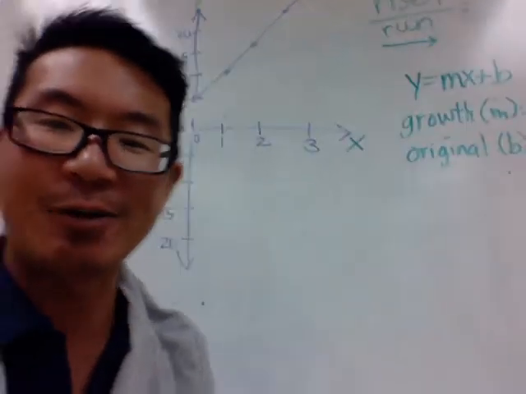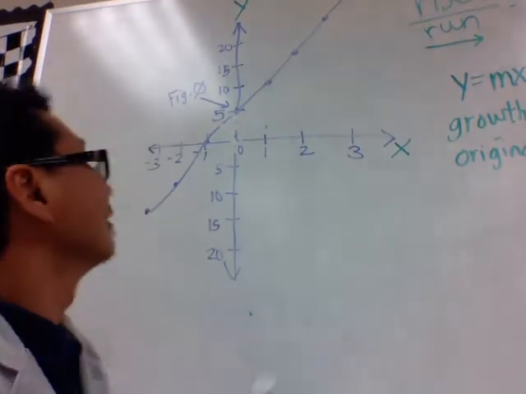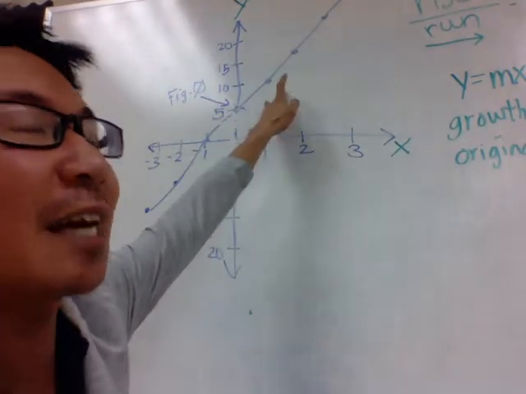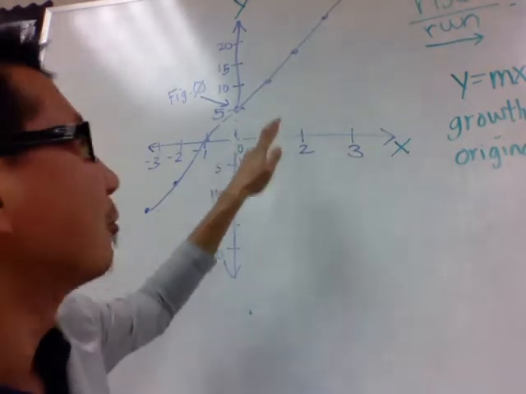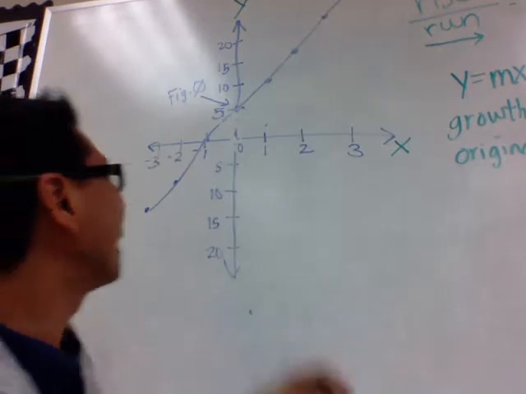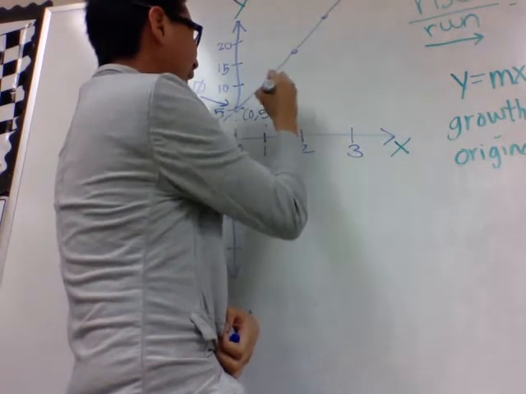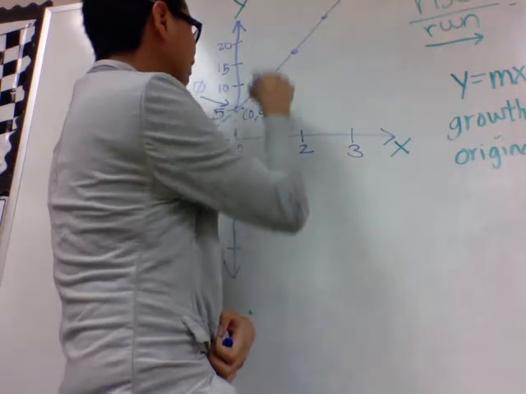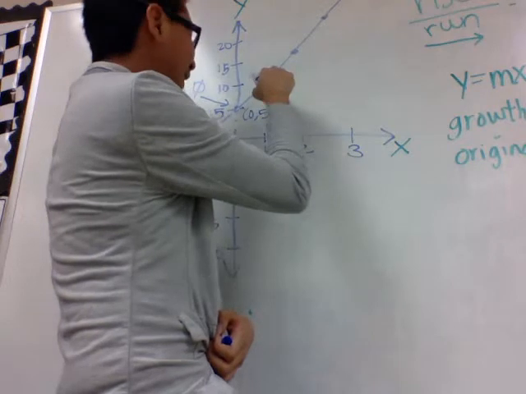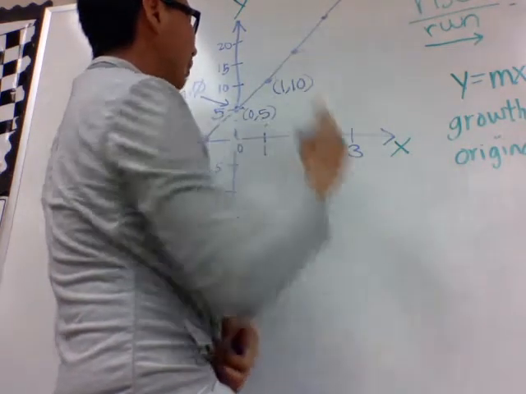Now I got to figure out growth. The way I can figure out growth is we've already got 1 point, but you need to find a second point, where x is either 1 or negative 1. So I'm going to plot that point, 0, 5 right here. And then this one is going up from x equals 1 to y equals 10. So I'm going to plot that point right there, 1, 10.